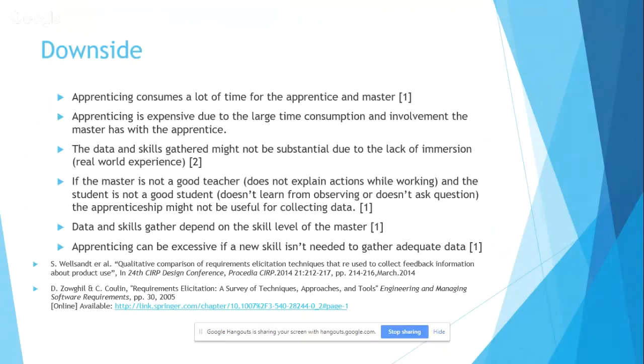And at the end, apprenticing sometimes can be excessive. A new skill could be acquired by just going online and Googling, YouTubing, getting a book, or just asking for tips, not actually asking for someone to show you the trade, you know?